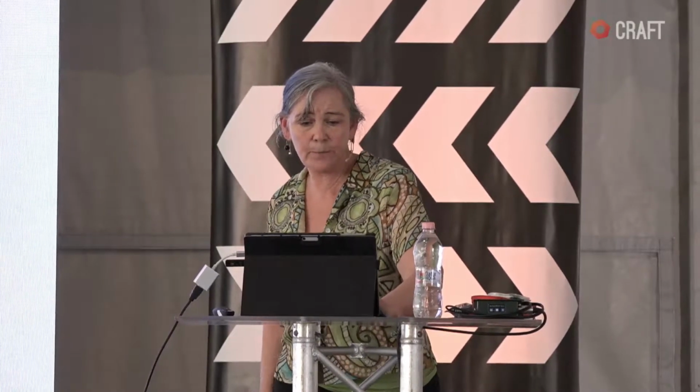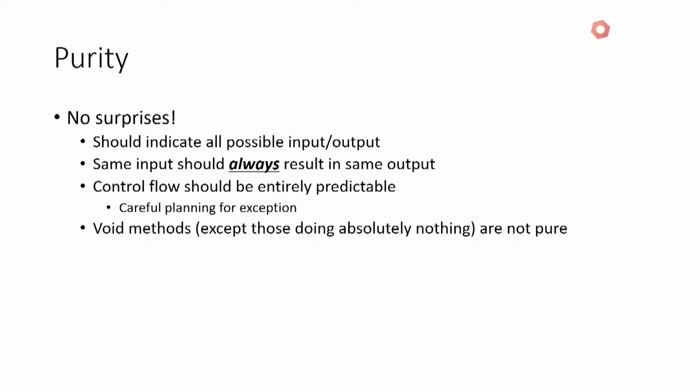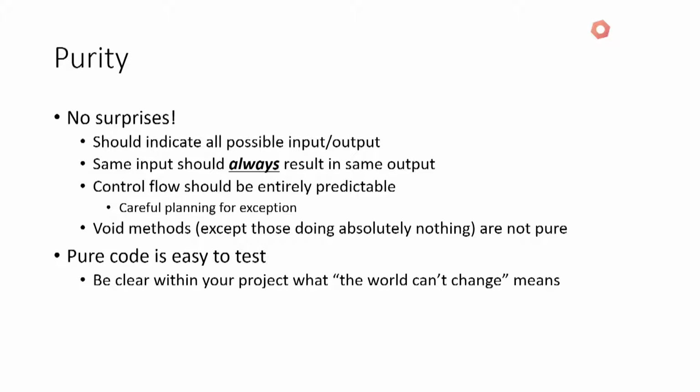Okay, so we did the demo. No surprises. Control flow should be predictable. Void methods, unless they're so stupid they do absolutely nothing, are always not pure. Pure code is easy to test. You give it something, you get something back. So again, be clear within your project what world cannot be changed, and the same thing must always be returned, what that means. Now, purity is totally boring.